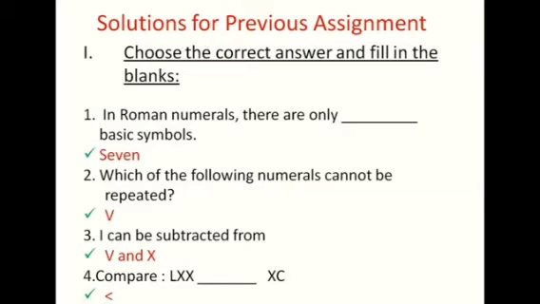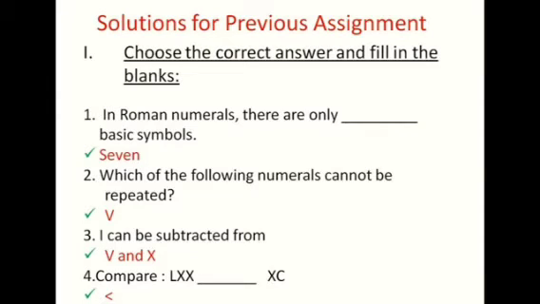Question number 1. In Roman numerals, there are only 7 basic symbols. Question number 2. Which of the following numerals cannot be repeated? Among the options, the answer is V. I can be subtracted from V and X.